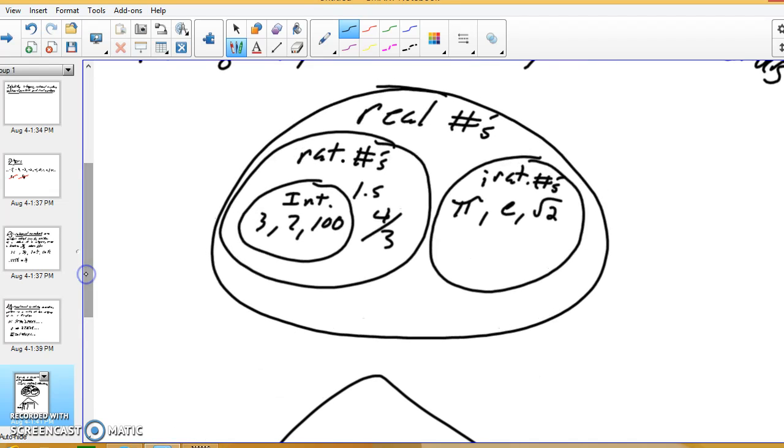So again, 4 different concepts. There are the real numbers. Inside the real numbers, you have the rational numbers. Inside the rational numbers, you have the integers. Outside of the rationals, but inside the reals, is the irrational numbers. And that is the difference between integers, rationals, irrationals, and the real numbers.